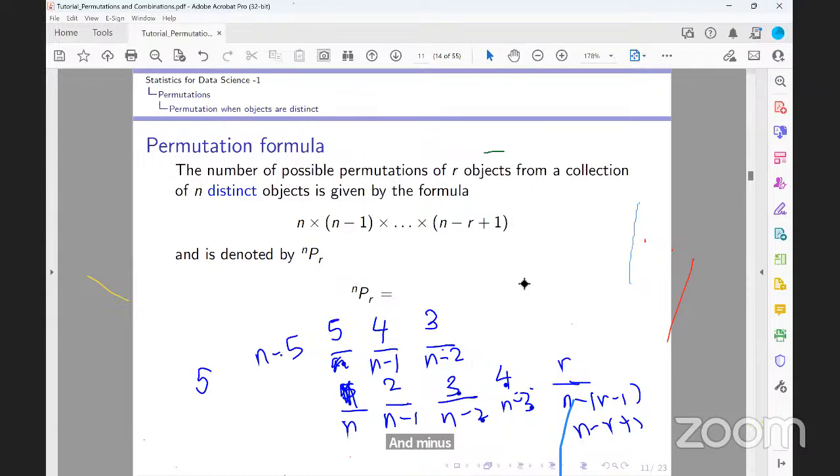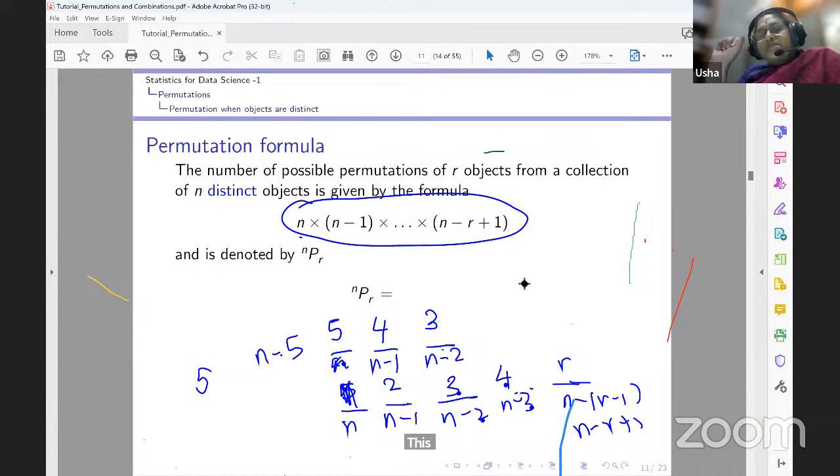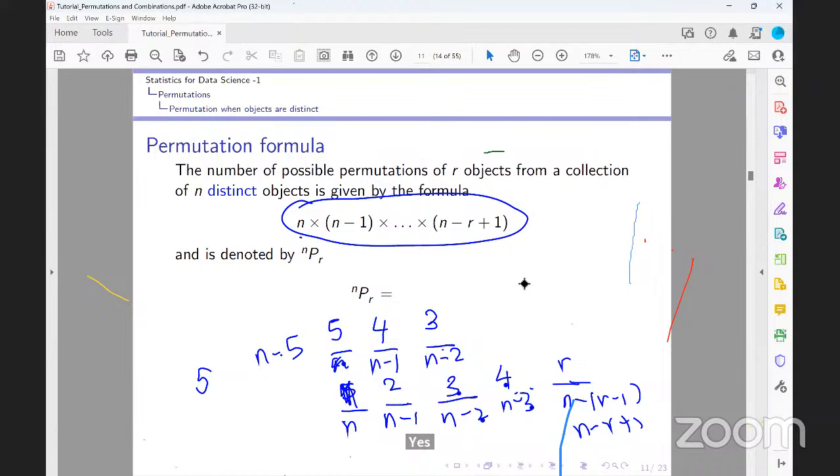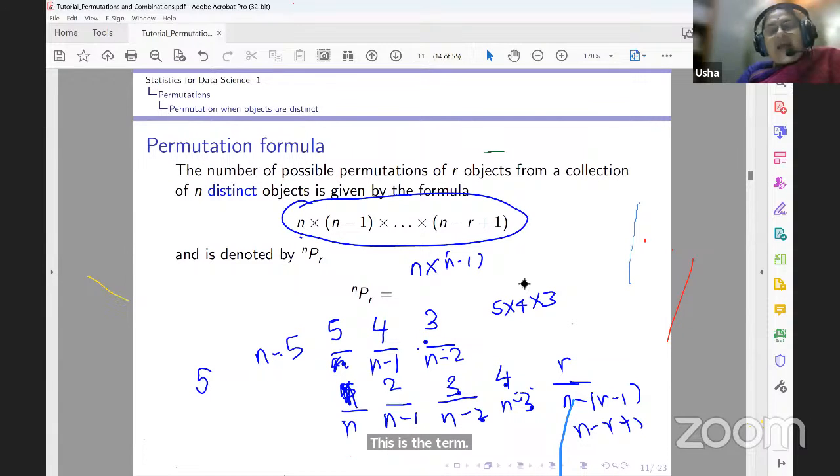So the total number of ways I can fill up R blanks using N objects is N into N minus 1 up to this term, right? So let's go back to this example. It is 5 into 4 into 3 if I have 3 blanks.